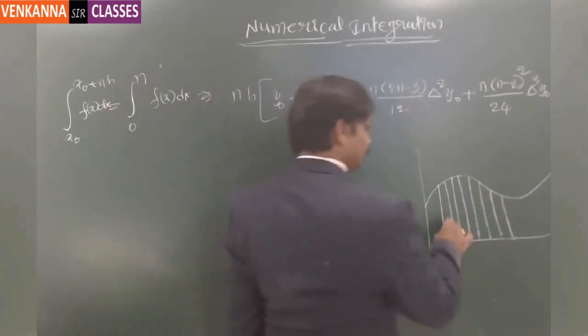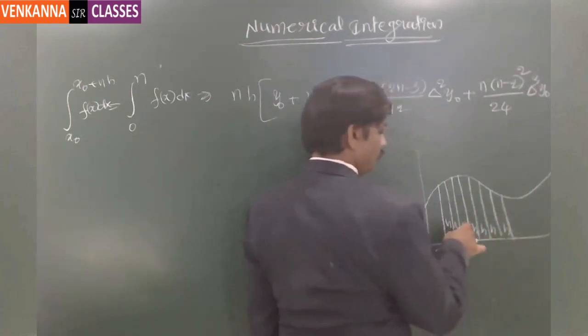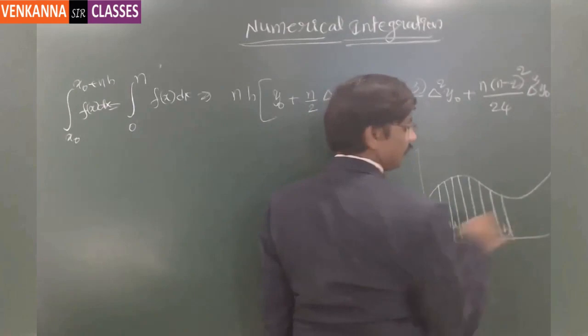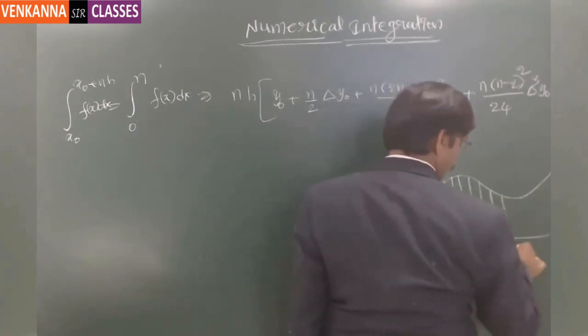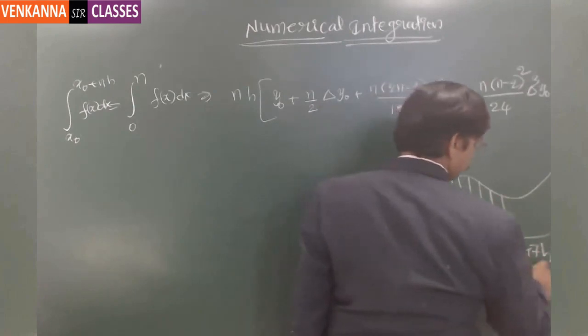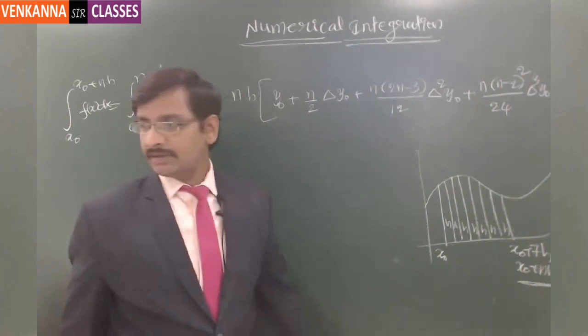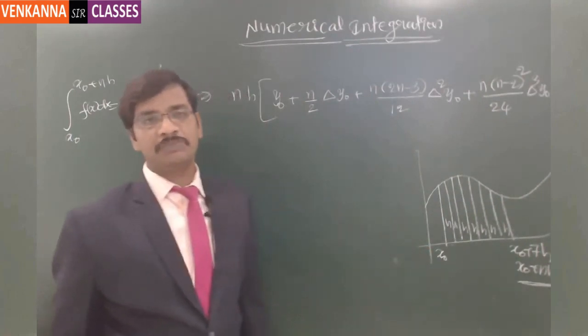So this is h, this is h, this is h, this is h, and this is h. 1, 2, 3, 4, 5, 6, 7. So this is x naught plus 7h. So in general, x naught plus nh. So this is how you are dividing this entire region for the integration purpose.